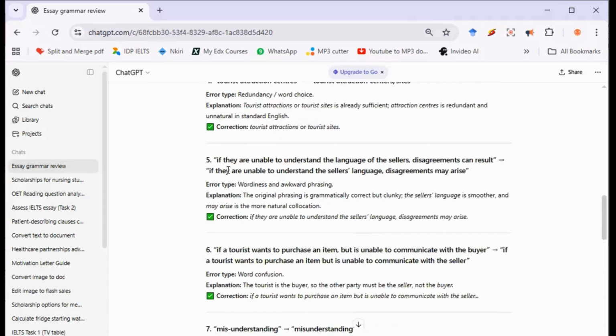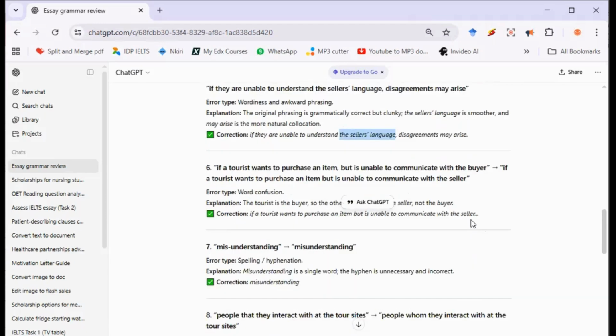Number five, "if they are unable to understand the language of the sellers, disagreements can result." So the correction is that: "If they are unable to understand the seller's language". Can you see? One, two, three, four, five words. It reduces this to what? To three words. Can you see? "Disagreements may arise." All right, that's a good one.